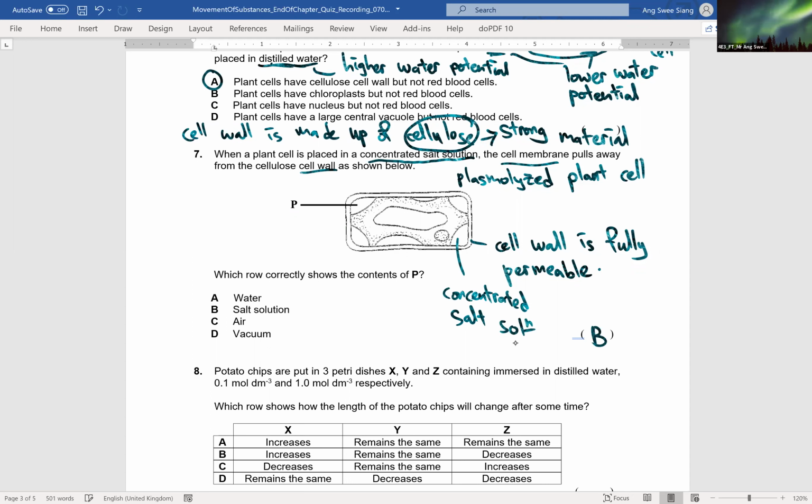Then another thing that you need to remember that may be helpful for this question is that the cell membrane is partially permeable. The cell membrane is the one that will control what particles can enter the cell and what particles cannot enter the cell, because the cell membrane is partially permeable. And that's for question 7.